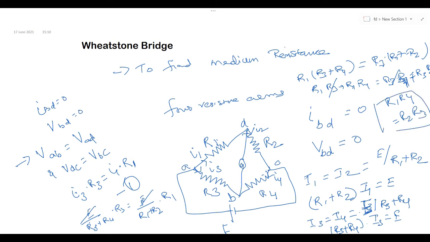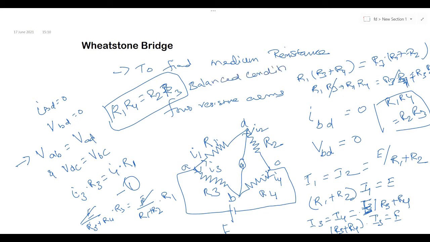So a Wheatstone bridge is said to be balanced when R1 into R4 is equal to R2 into R3. We can conclude that the product of the resistances of the opposite arms is equal. So R1 into R4 is equal to R2 into R3, and then the bridge is said to be balanced.